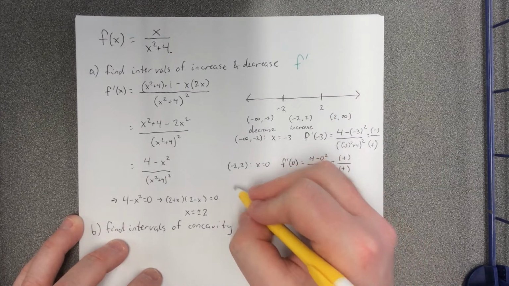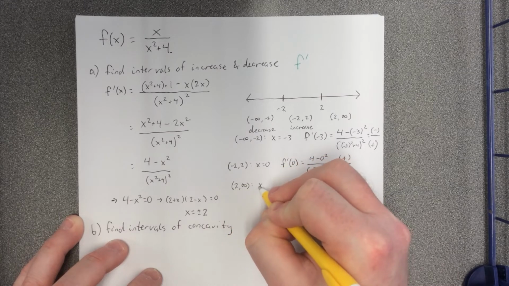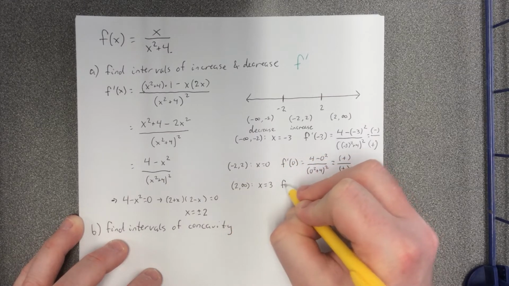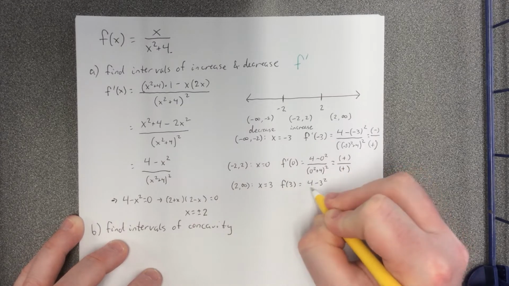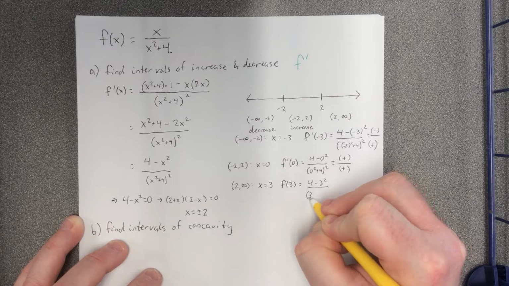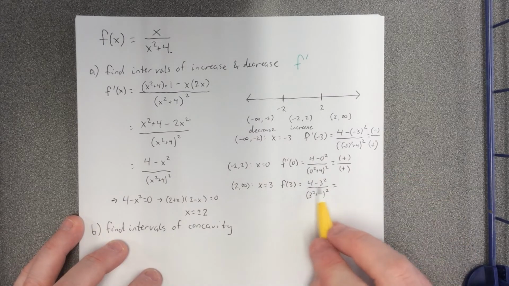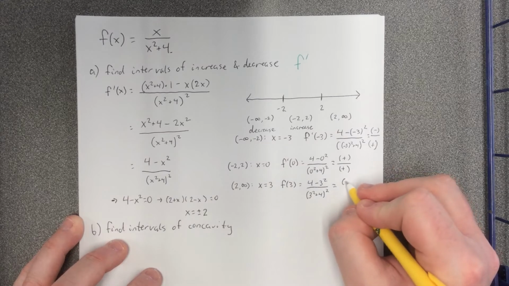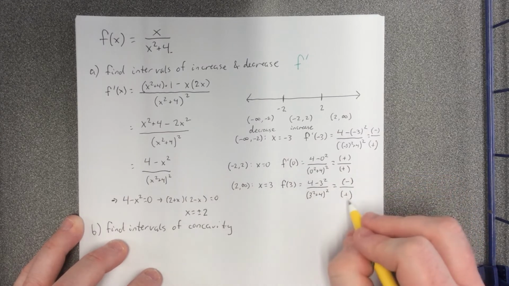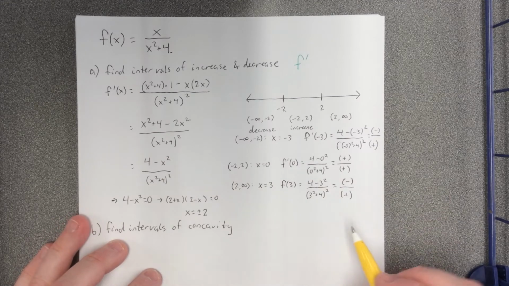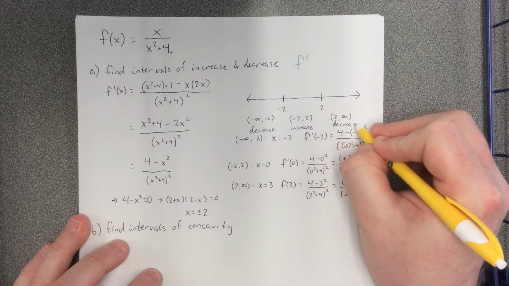Finally, for 2 to infinity, this time we'll pick x equals 3. Nice boring number. Nothing wrong with being a little boring in a math class from time to time. This will be 4 minus 3 squared over 3 squared plus 4 quantity squared. Your numerator is -5. Your denominator is something squared. That'll be positive. Negative divided by positive will be negative, telling me that 2 to infinity is an interval of decrease.